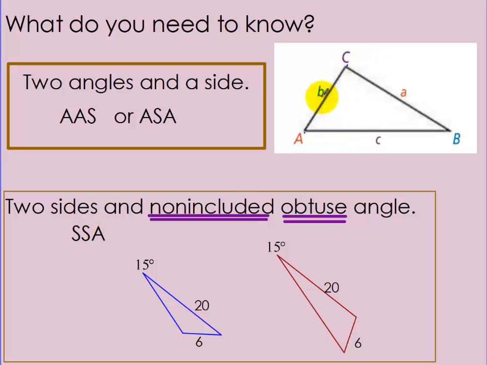So you have maybe side B, side A, and then angle B. It doesn't work out if you have side B, angle C, and then side A. And it's got to be an obtuse angle. And the reason is we've got two examples here.